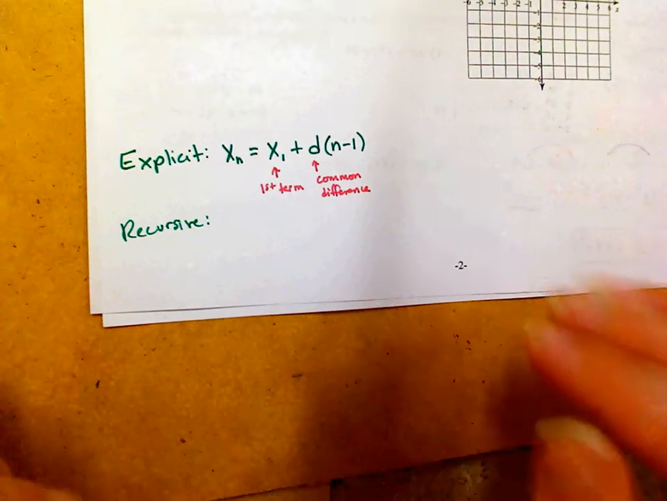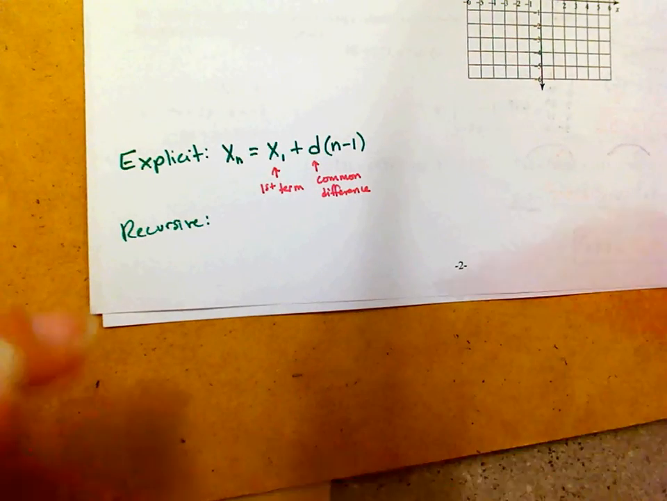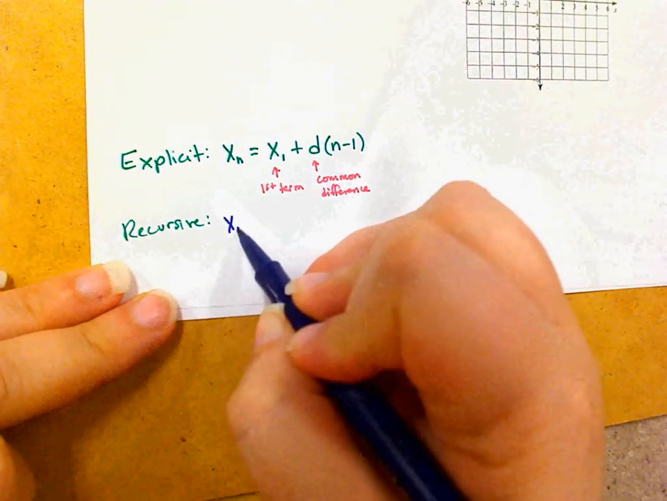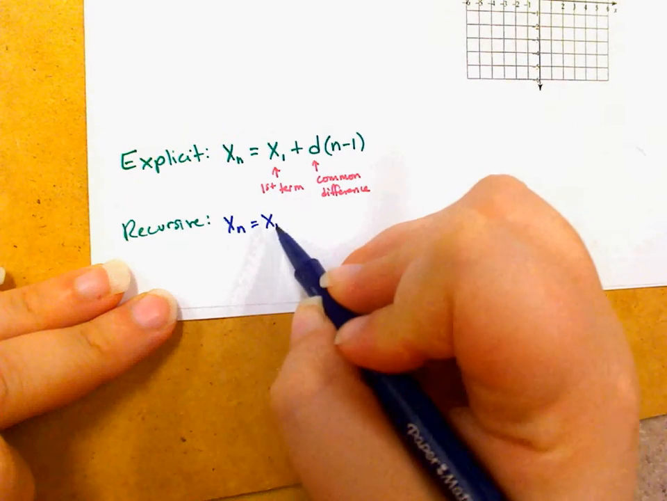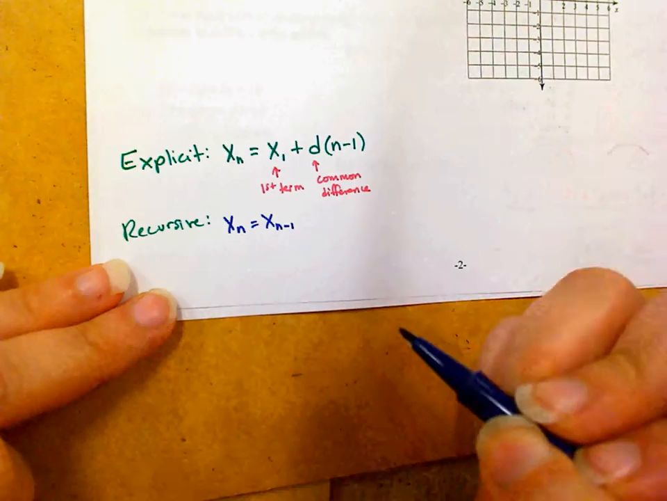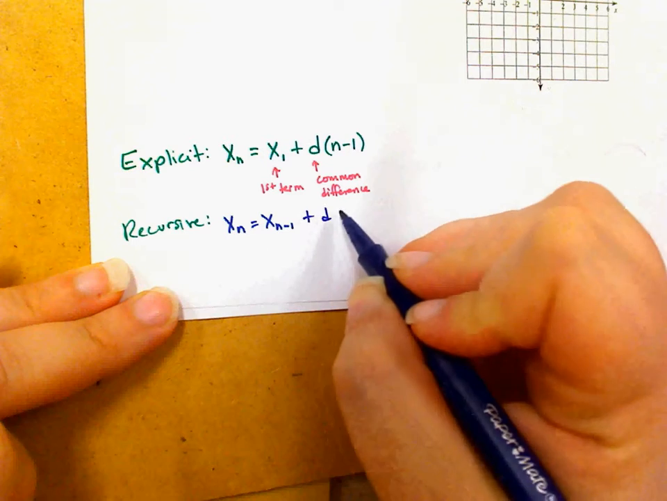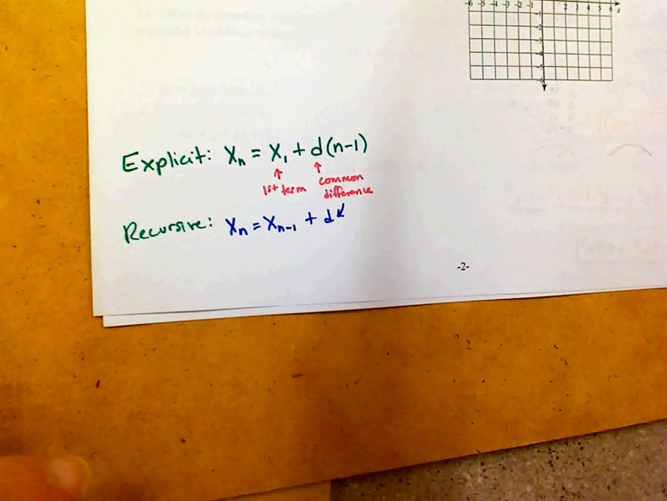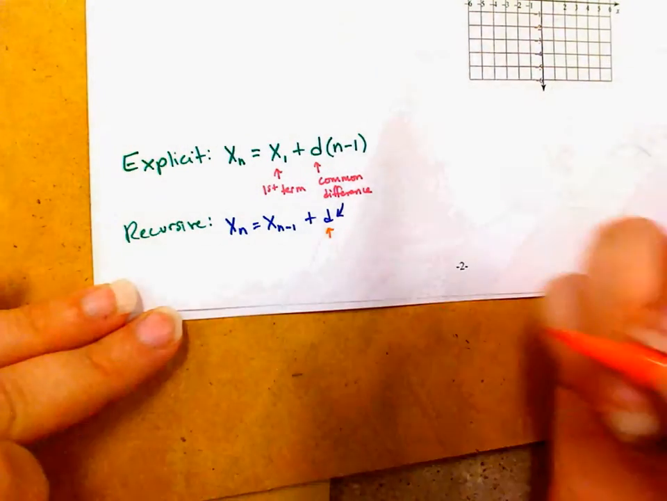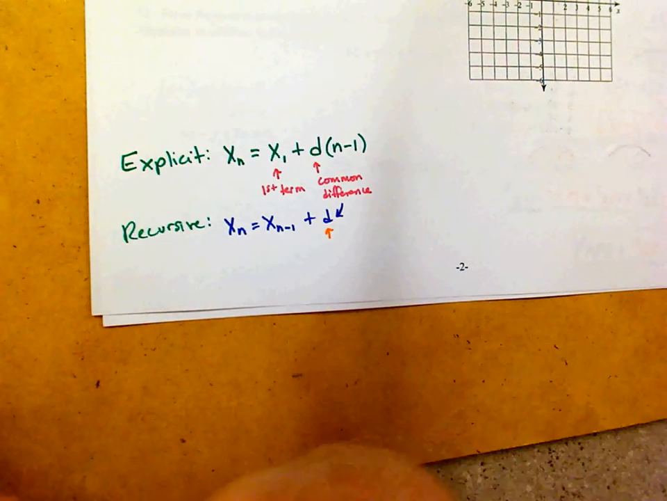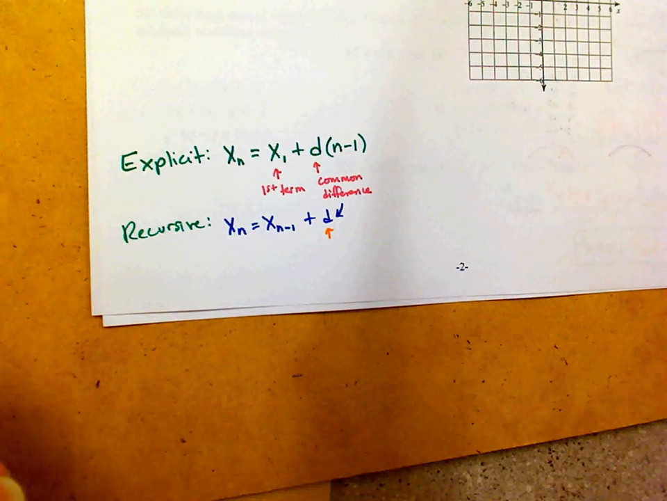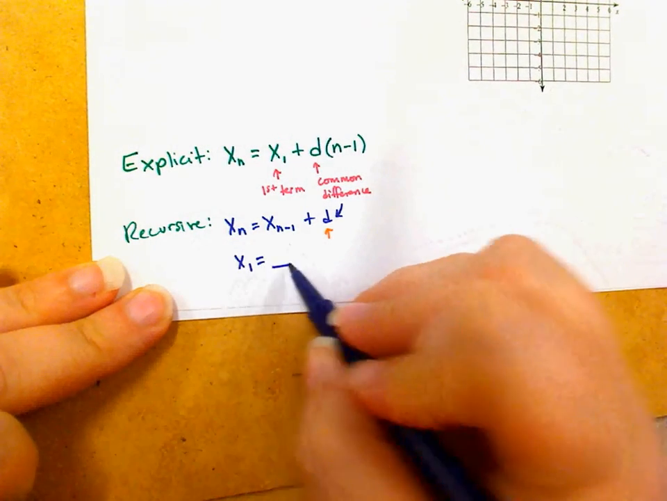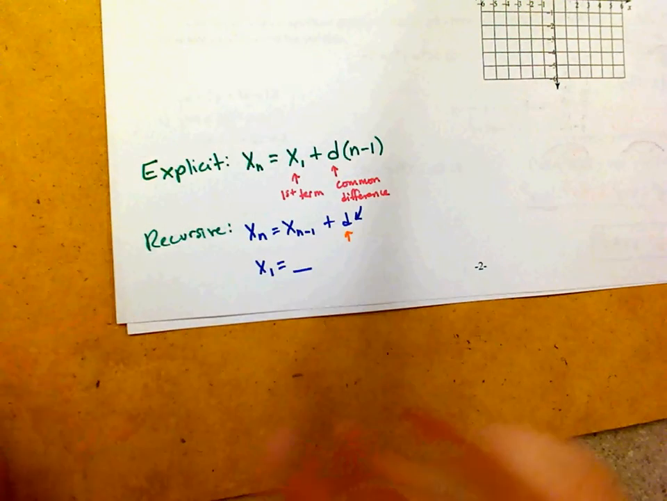Now what about recursive? X sub n equals x sub n minus 1 plus the common difference. That is the only thing that you substitute in for, the common difference. Now let's add one piece to that. You also write down what x sub 1 equals. So for the recursive formula, we write that down, and then we write down x sub 1 equals.